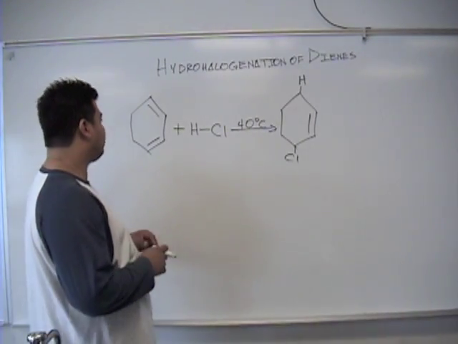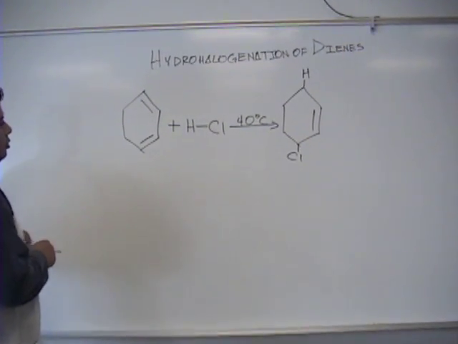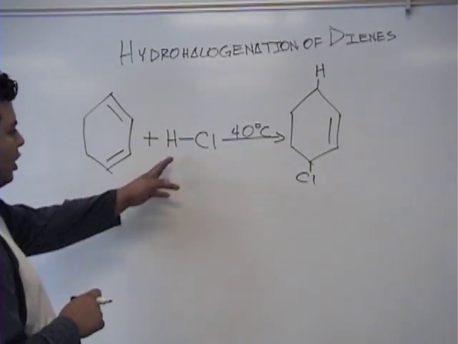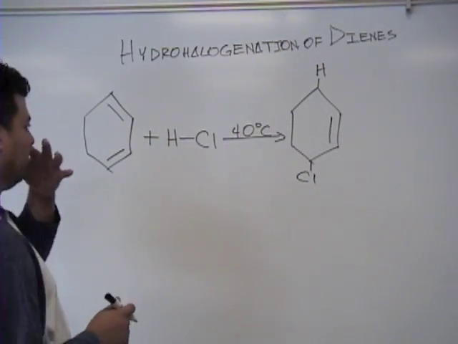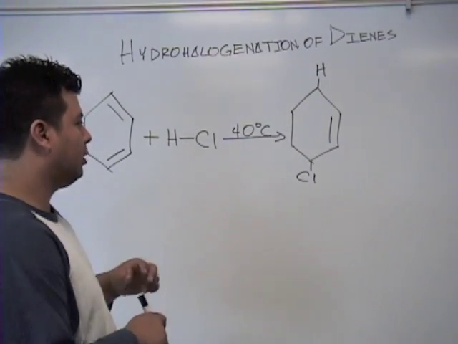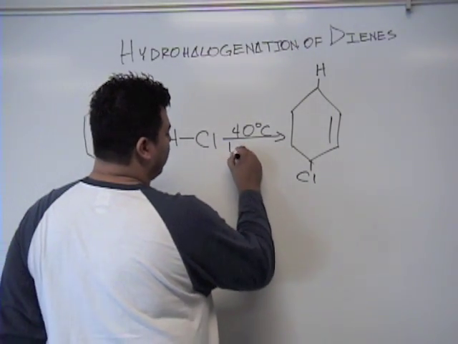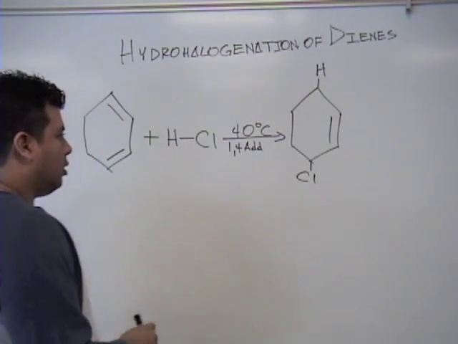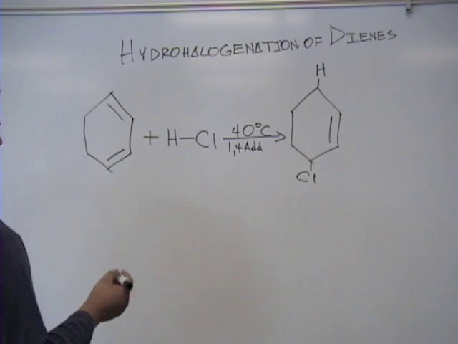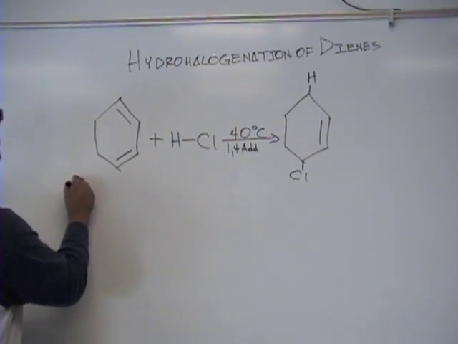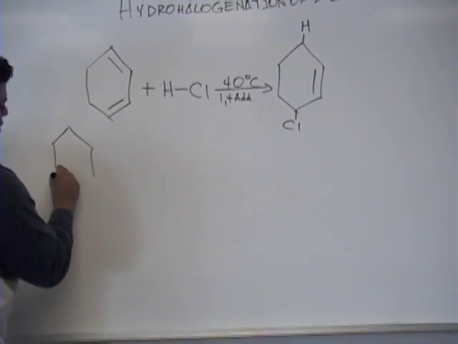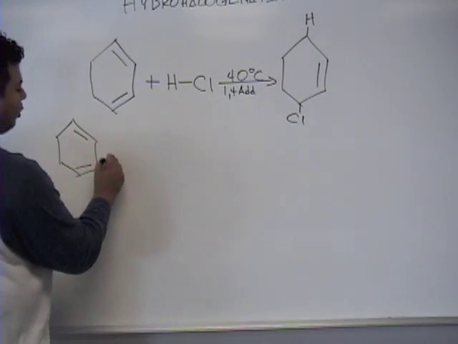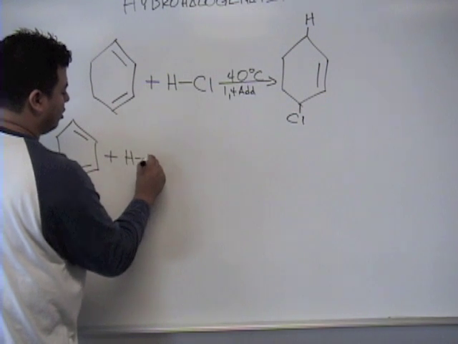Okay, so an example. We have 1,3-hexadiene plus HCl, and we're going to do it at 40 degrees Celsius. That means that we're going to have a 1,4 addition, right? So that's the product. So let's see how we arrive at that. I copy this part. And my conjugated system of double bonds plus HCl.